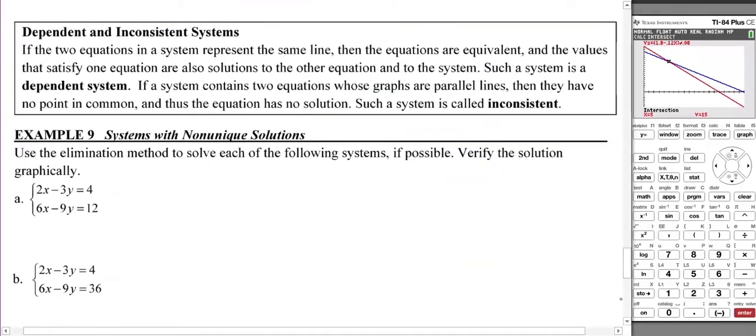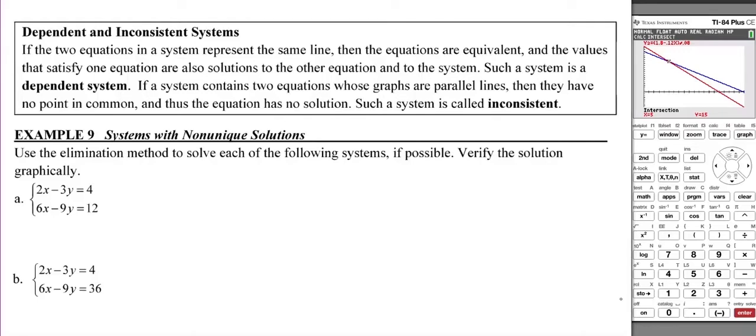Dependent and inconsistent systems. There are times when you have a system of equations that end up being the same line. Those are equivalent equations, and then the values that satisfy one equation are also the solutions to the other equation. And it ends up being the solution to the system. You'll end up with infinitely many solutions. So that's called a dependent system. One line's solutions is dependent on what the other line's solutions are because they are the same equation.